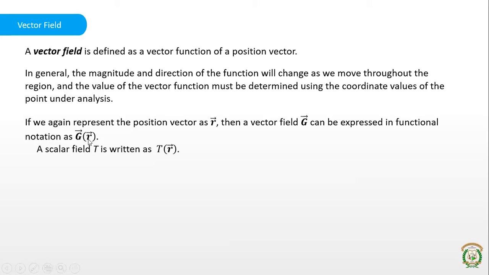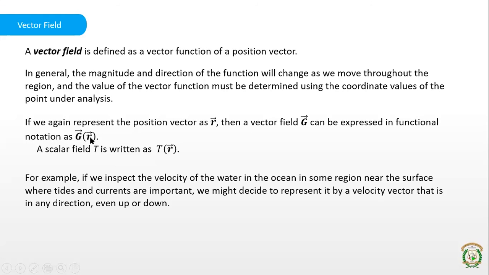As we said, the fields can sometimes be scalars also. If you are finding the scalar field of this position vector r, then you can write, for example, t. If t is the scalar field, then you write it as t of r. Here t has no arrow mark, which indicates t is a scalar. This is a scalar field of vector r, and this is the vector field g of the vector r.